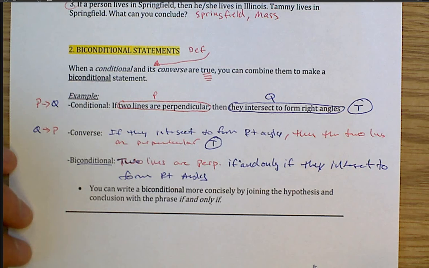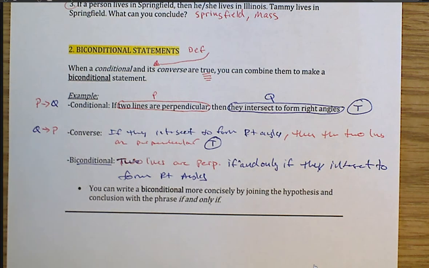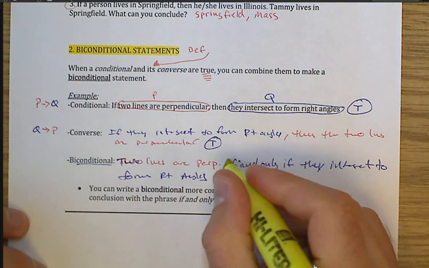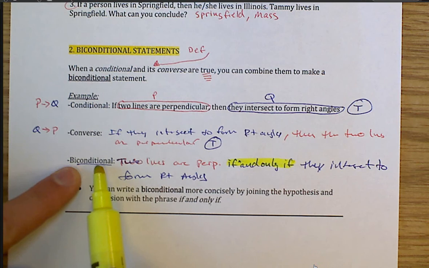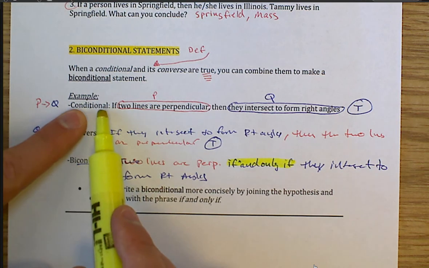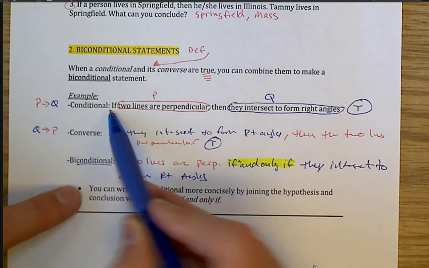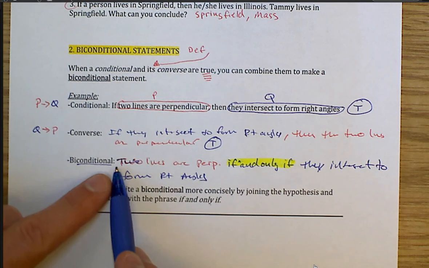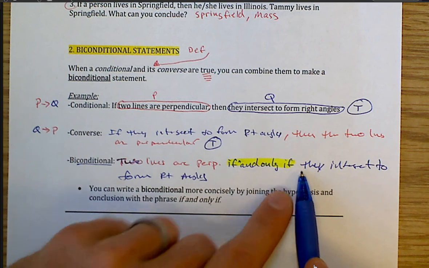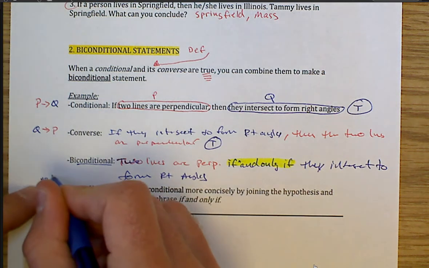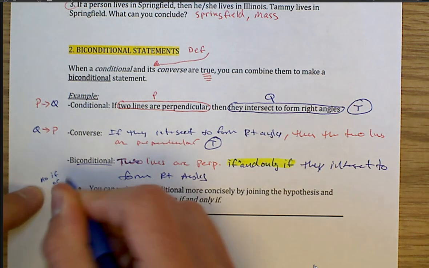Now, you're probably wondering why I wrote if and only if. That's what makes a biconditional statement unique, is right here. You may not have a highlighter, but that's it. Right below it, you see this bullet. You can write a biconditional more concisely by joining the hypothesis and the conclusion with the phrase if and only if. So basically what I did to write a biconditional, you just take your exact conditional statement, you get rid of the words if and then. Notice in my biconditional, it does not start with the word if, and you do not see the word then. So that's important, okay? So with a biconditional, there's no if or then in the biconditional statement. You may want to jot that down.